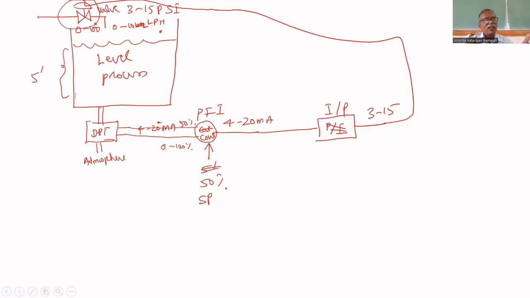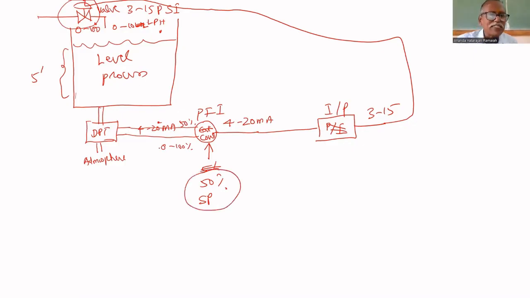Once again, I am going to tell. This is the complete diagram. If you listen at least now, you can understand. We have to control the level, say at 50%. Total level is 100%. You forget about feet and all. I want to control at 50%. That's why I am giving set point equal to 50% to the controller.